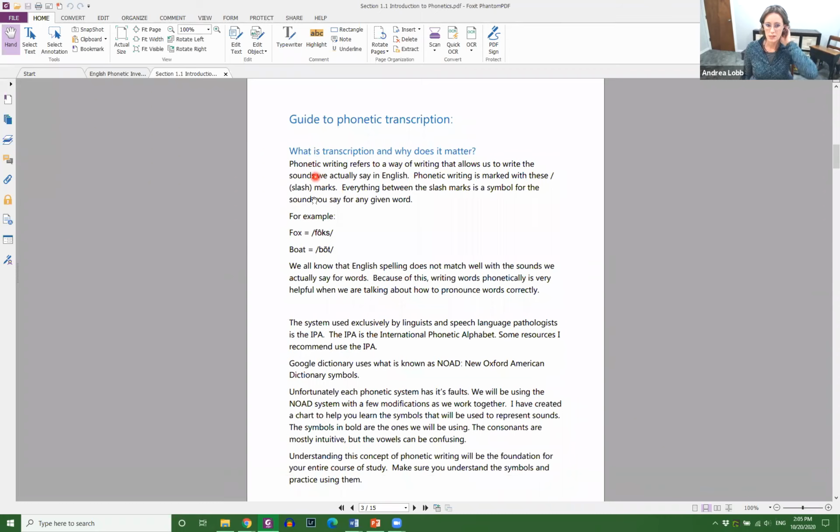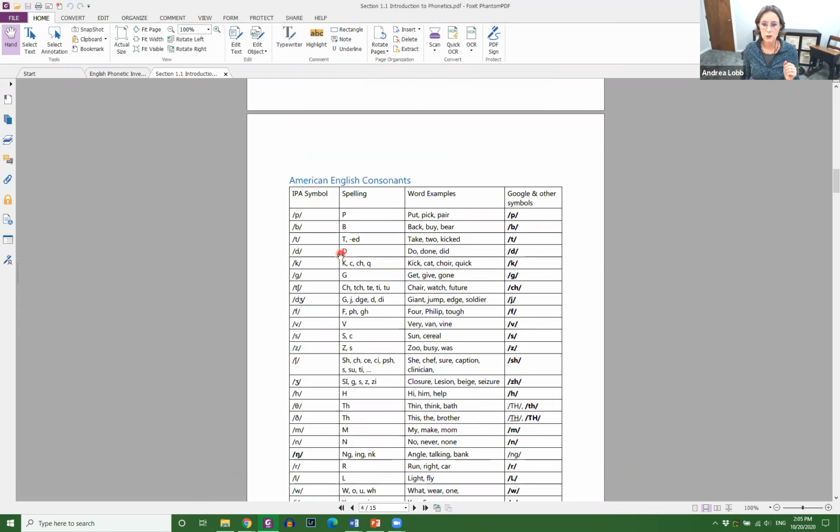Okay, so this is an example of phonetic transcription. Here's the spelling. Here's what we say. Fox, fox. Here's the spelling. Here's what we say. B-o-t. Okay. Let's look at, this is what I really wanted to talk about today.